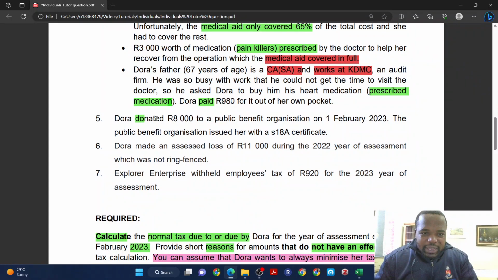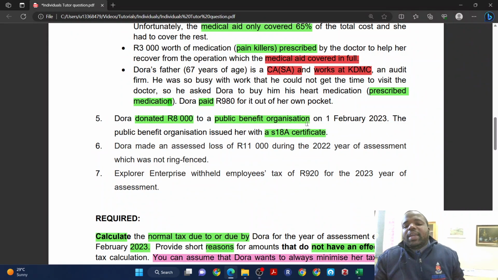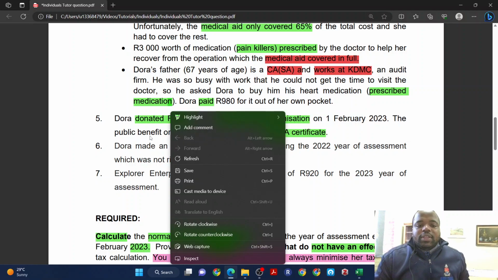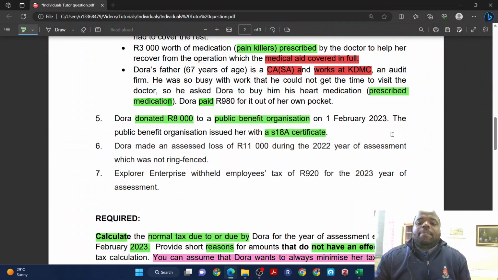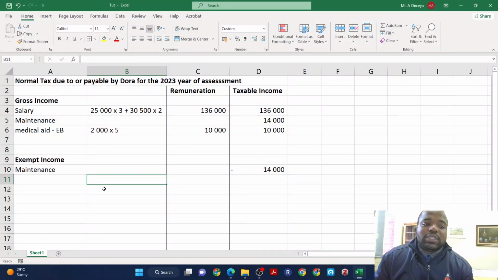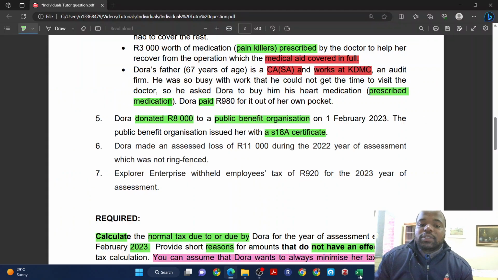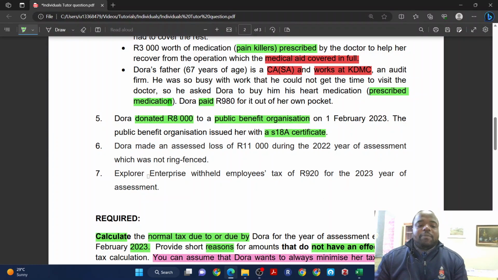Dora donated 2,000 rands to a public benefit organization, a PBO, on 1st February 2023, within the year of assessment. The public benefit organization issued her with a Section 18A certificate. So this meets all our requirements, but we're not yet there, because we need certain totals to be in place first. So we park that.